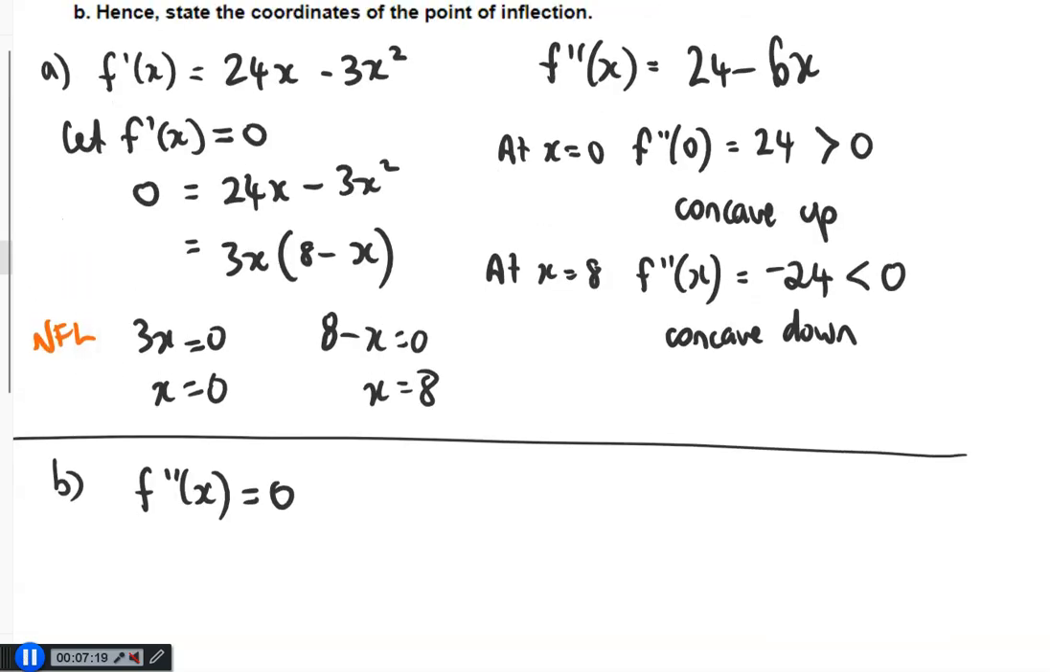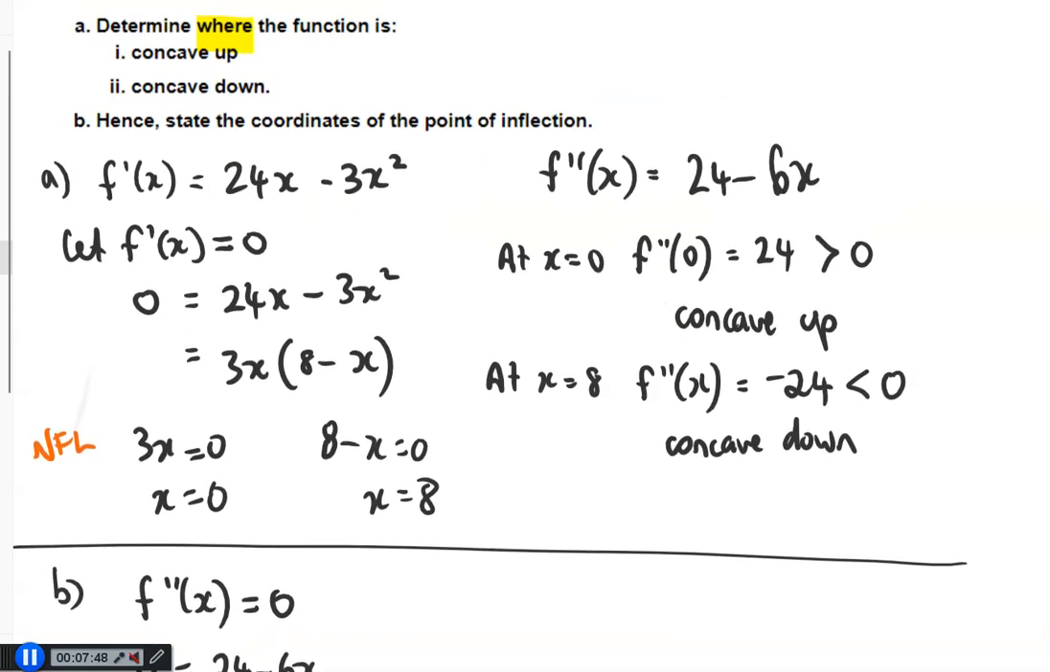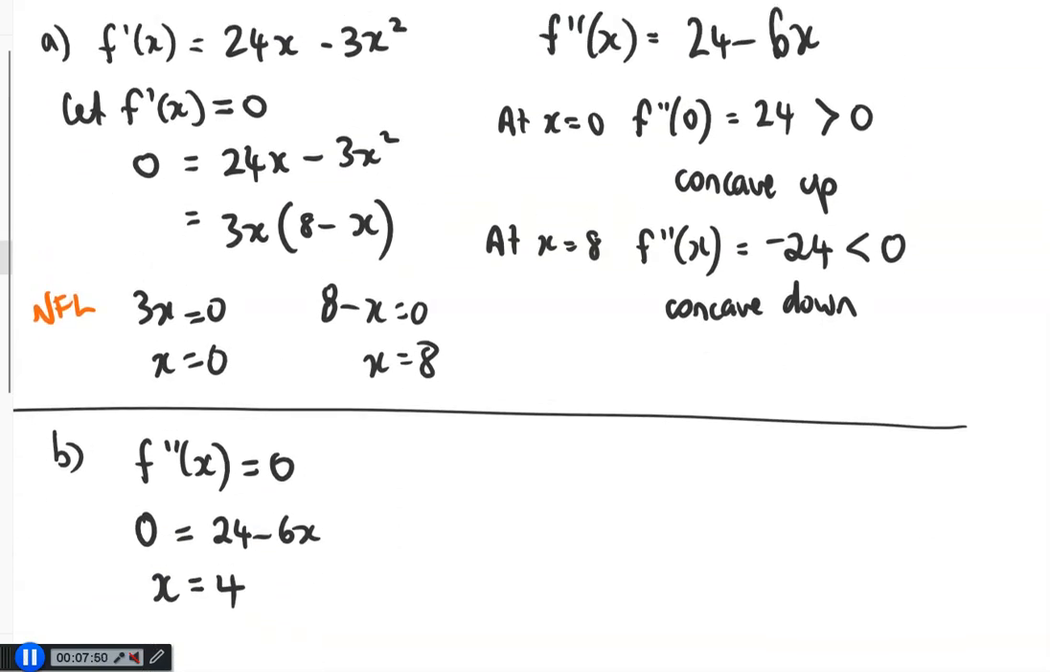This is not a difficult question because it's only a linear function. So we're going to have 0 equals 24 minus 6x. And shockingly, x is 4, halfway between 0 and 8. Yes, absolutely you're right, but we have to show why, the mathematical justification part of it. So now we know that x equals 4. It does say the coordinates, so how do I find the coordinates now?